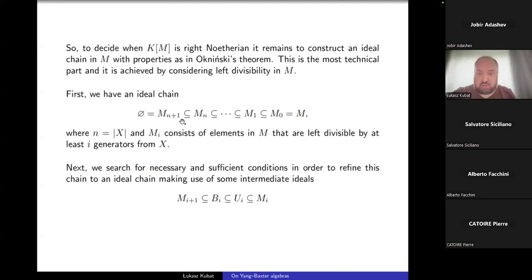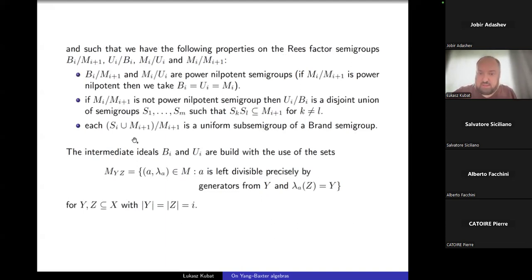And how do we do that? So first, assuming that our set X on which our solution is defined is of cardinality n, we define a set of ideals in the following way. We look at the relation of divisibility by generators, and M_i is exactly the set of elements in our monoid that are left divisible by at least i generators. So we have a chain, but this chain is not enough because the factors are not good enough. And we put some intermediate ideals, and this is really a technical construction. Here is some information on how to build such ideals.